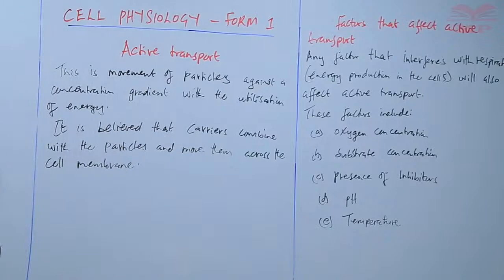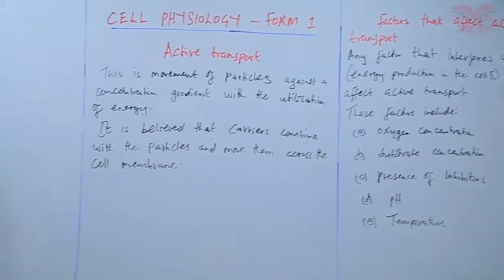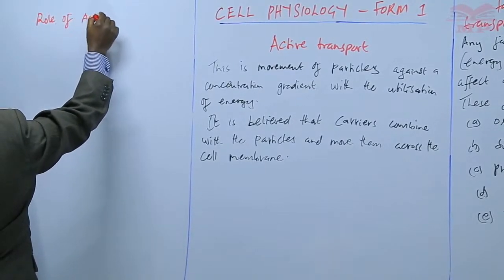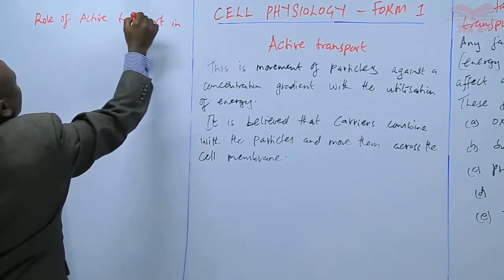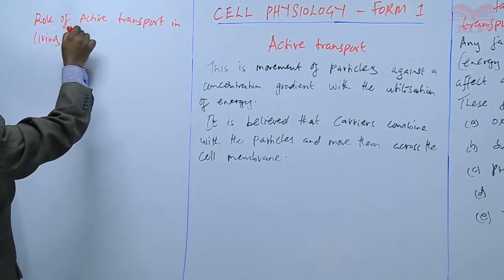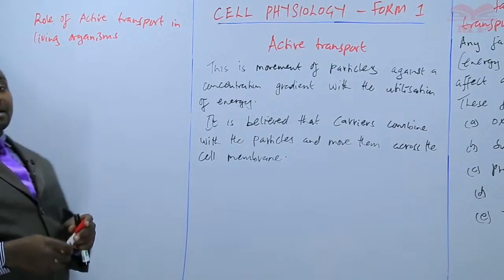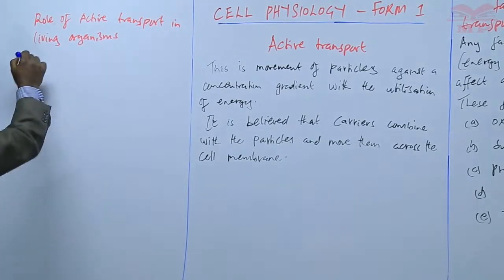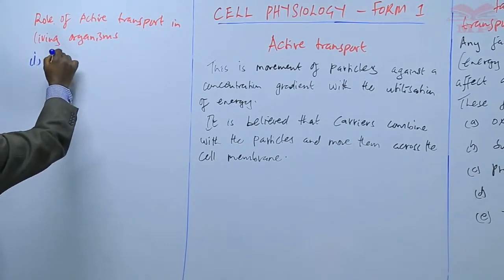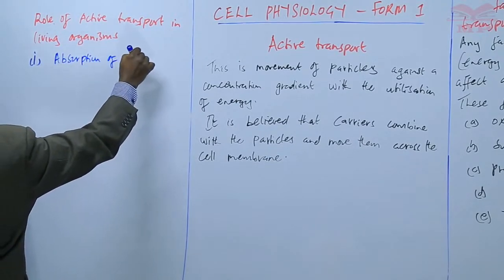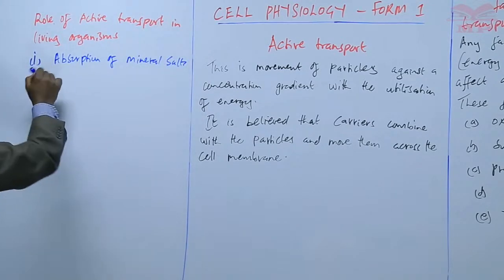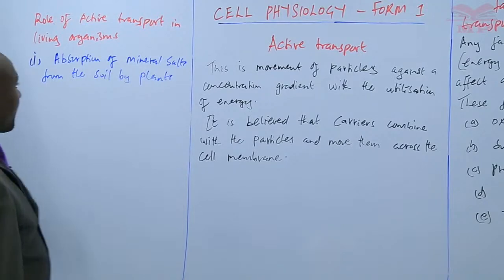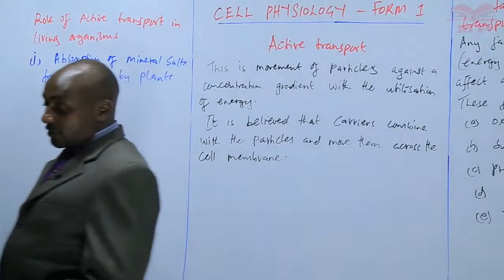Lastly, we look at the role of active transport in living organisms. In other words, we are asking ourselves, how is active transport important in living organisms? Number one, we have absorption of mineral salts from the soil by plants. So plants will absorb mineral salts from the soil by active transport.